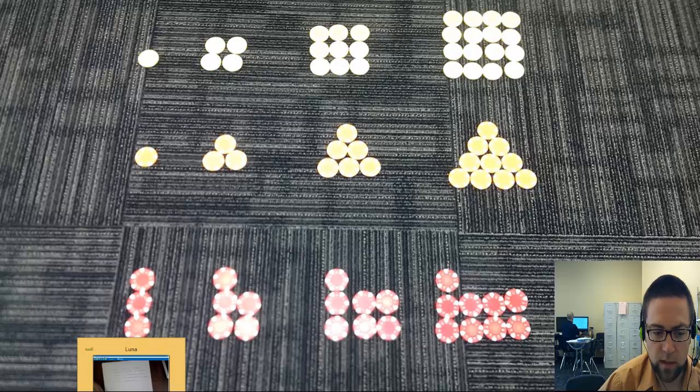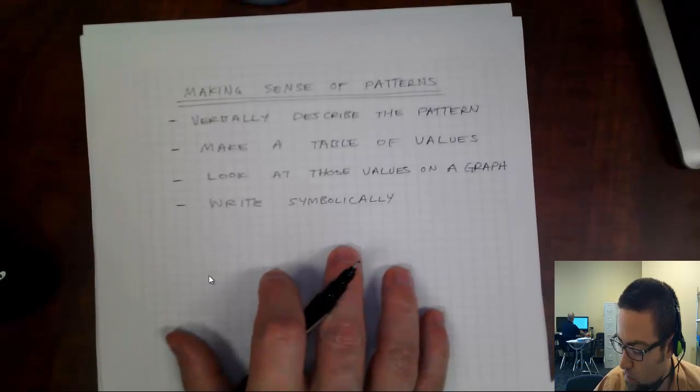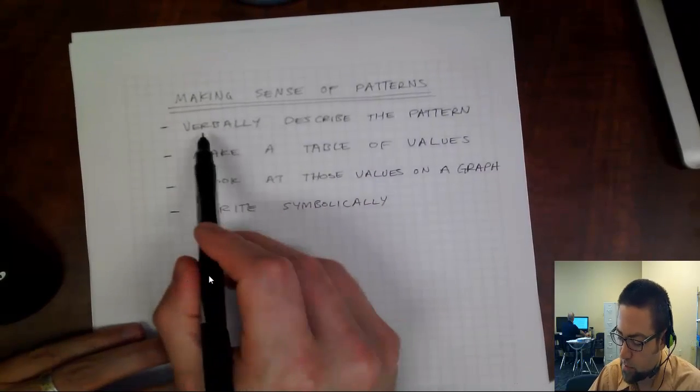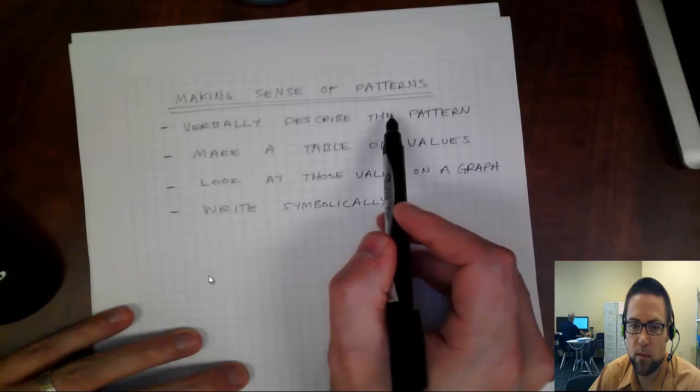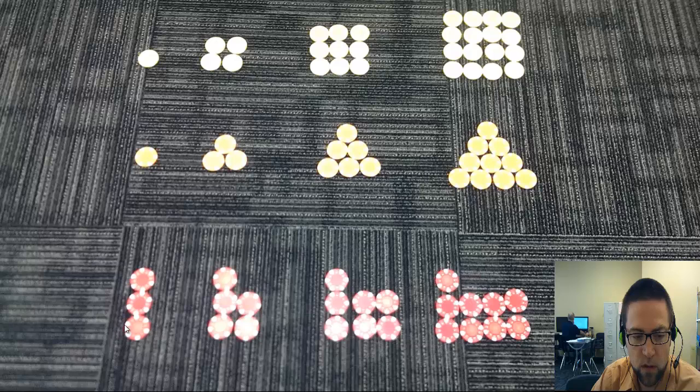So let's take a look at some of the key tools that you can use. So the first tool is to verbally describe the pattern. And so I can look at this picture and I say, well, in this bottom one, I start with 3, and then I get 5, and now I have looks like I added 2 more, so I have 7, and I added 2 more, so I have 9. So it looks like each time I'm adding on 2, right? So this would be a verbal way to describe this pattern that I see.